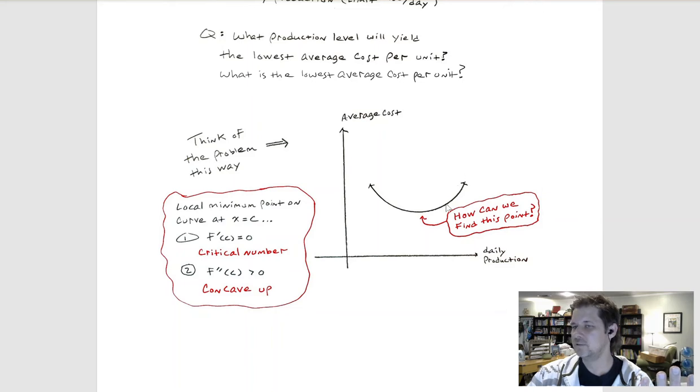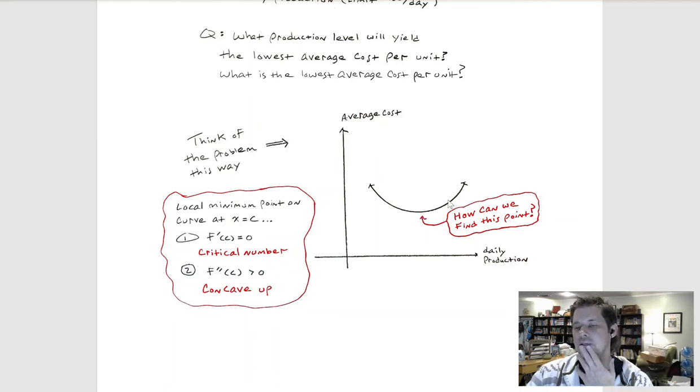Why would it have to look something like this? Well, for there to be a lowest average cost per unit, there's got to be some point on the average cost curve that's at the bottom. If I had a curve that modeled the average cost versus the daily production, then if daily production is too high, the cost rises, and if it's too low, the cost also rises. So maybe somewhere in the middle is the sweet spot where we are minimizing the cost.